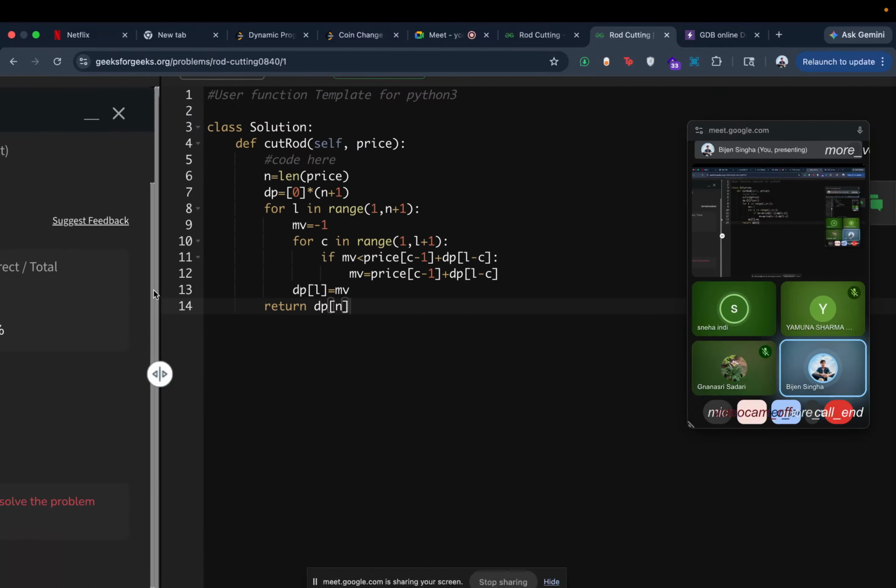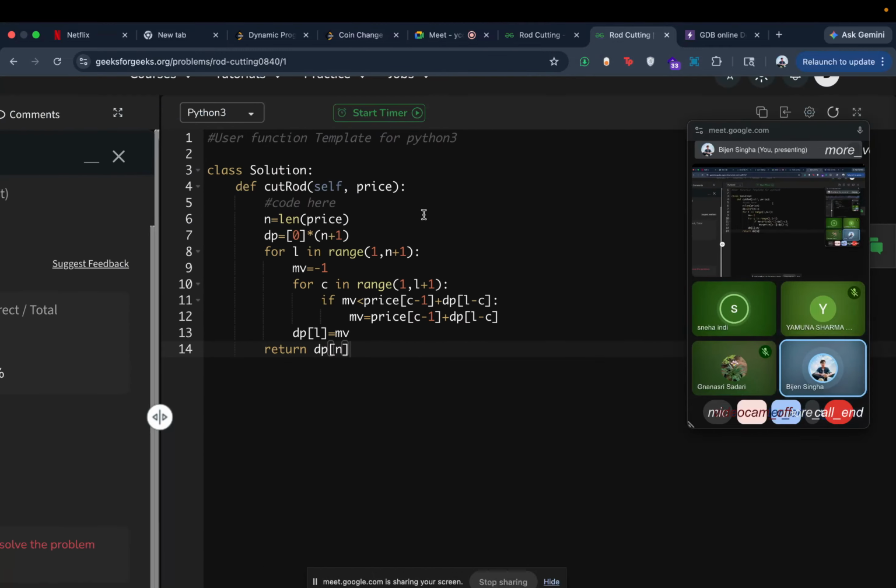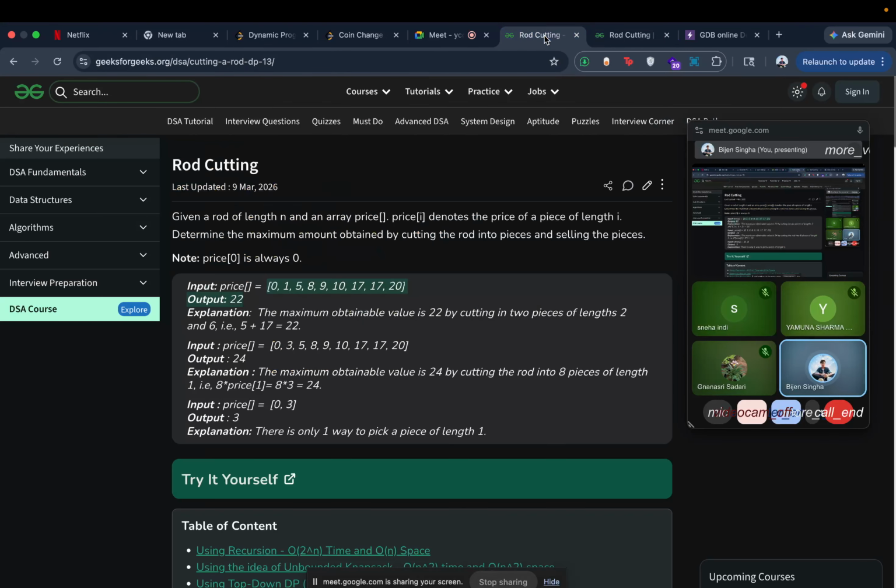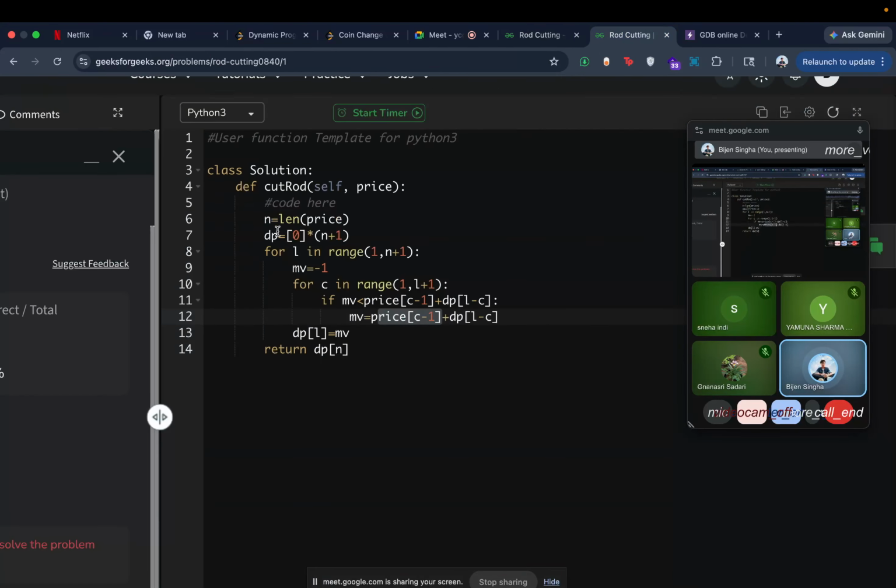The logic is the same, just because of the index here and there I am changing this. I had done it earlier, that's why I had put c minus 1. But I was confused about why they are putting c minus 1. Because of 0, they have started with 0, but here they are starting with 1.